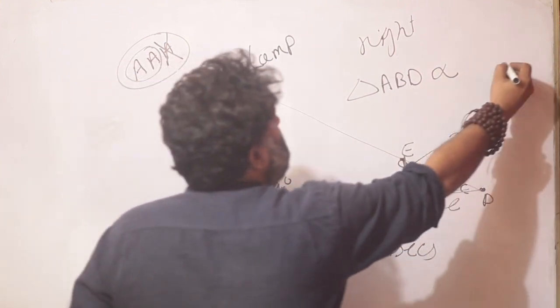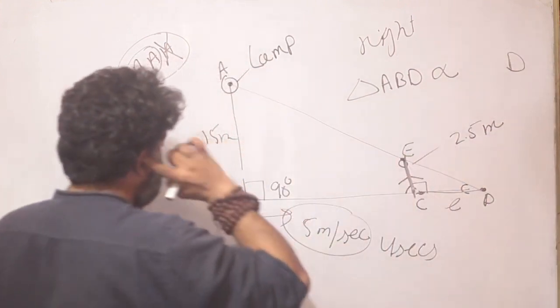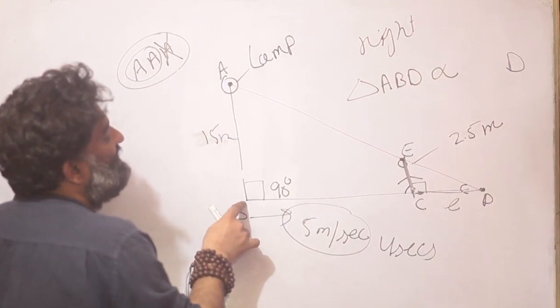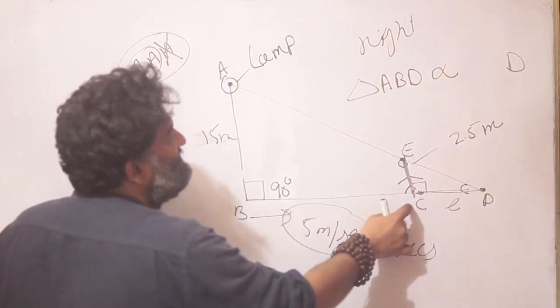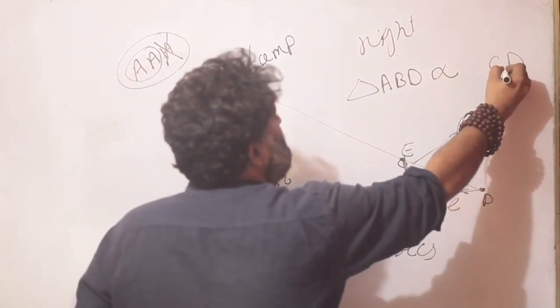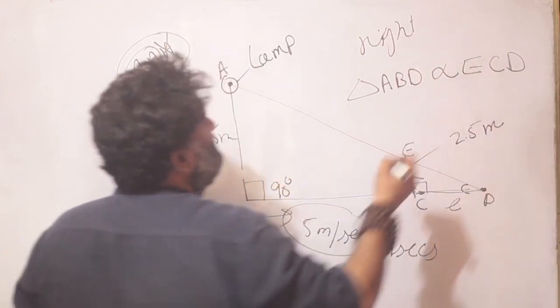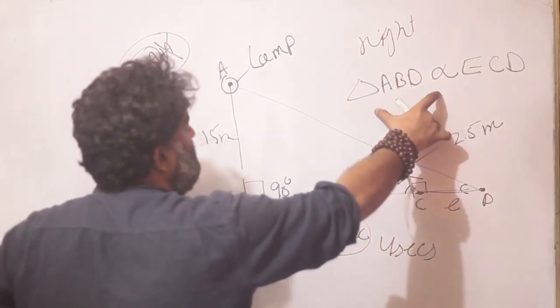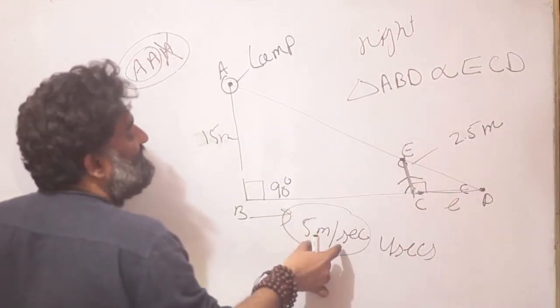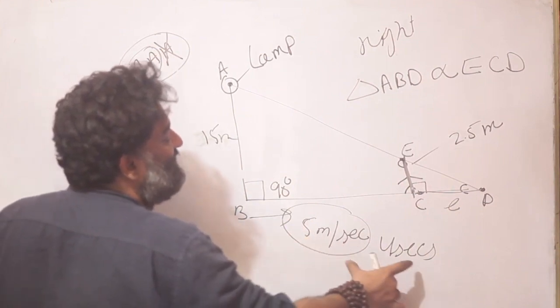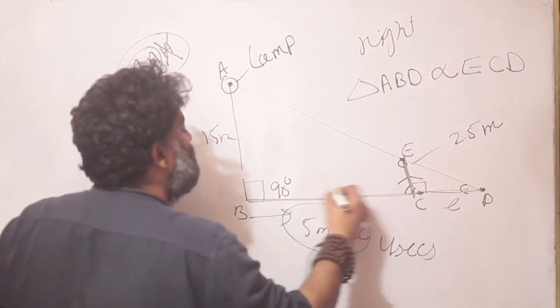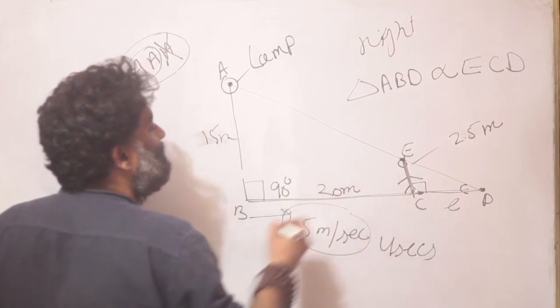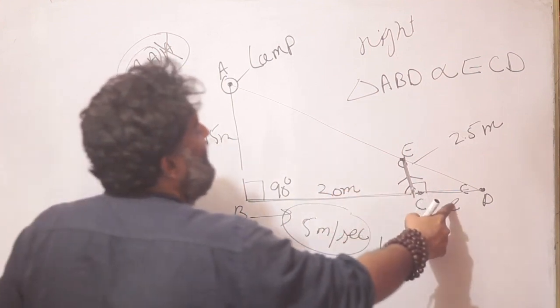D obviously corresponds with D. B is the point at the right angle, C is the point at the right angle, so obviously C comes here and therefore E comes here. So I have this information. Moreover, remember his speed was given 5 meter per second for 4 seconds, so I know this is 20 meters so far. And I want to find this out.